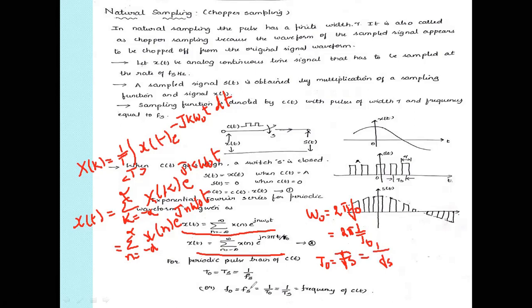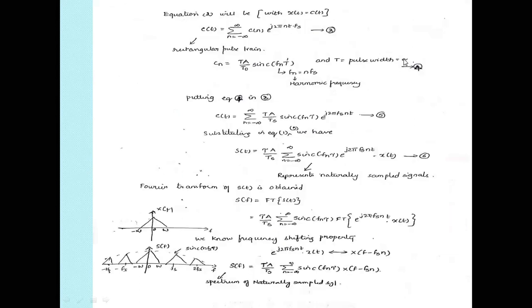So omega is the frequency of the c of t. Got it, my dear students? Now equation 2 becomes, with x of t equal to c of t. So x of t is equal to c of t. The c of t is equal to sum of n equal to minus infinity to infinity, Cn e power j n t, 1 by T naught.